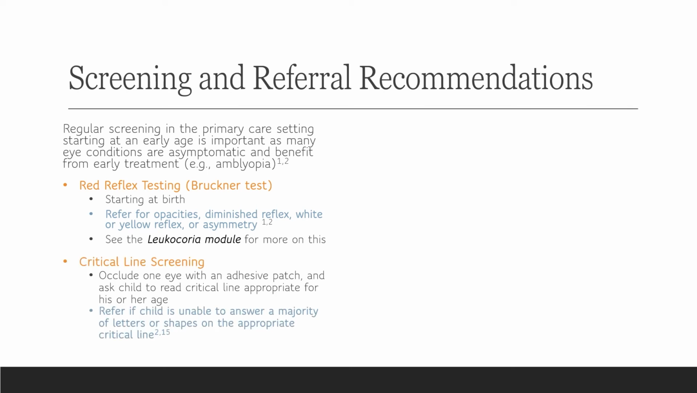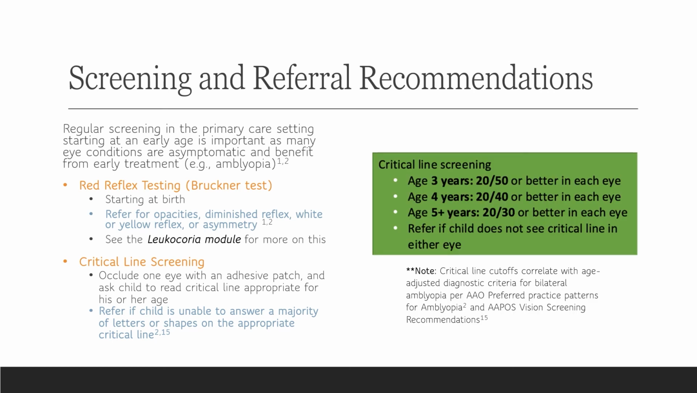Once old enough, critical line screening can also be done by covering one eye with an adhesive patch and asking a child to read the critical line appropriate for his or her age. Patients should be referred if the child is unable to read a majority of letters or shapes on the appropriate critical line, which, according to AAO and APOS, are as follows: 20/50 or better in each eye at 3 years, 20/40 at 4 years, and 20/30 or better at 5 years or older.